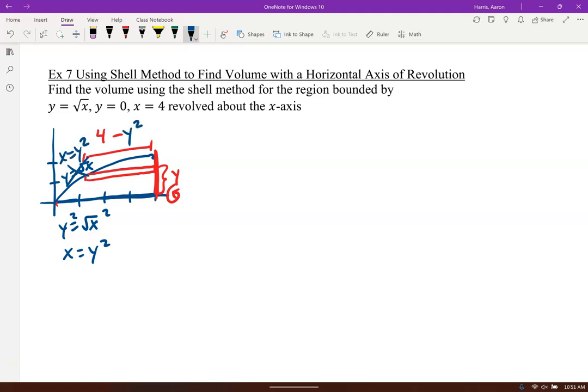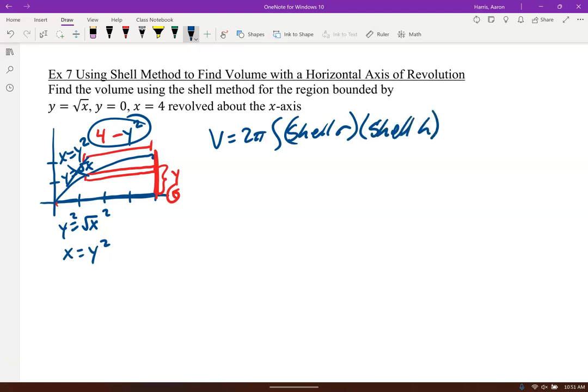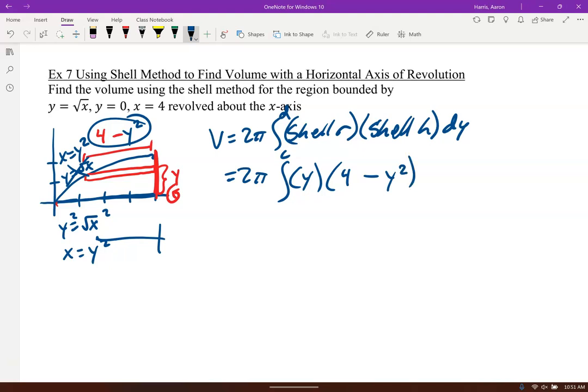So it's 4 minus y squared. That's your shell height, 4 minus y squared. So volume is 2 pi, shell radius, shell height, dy from C to D. Shell radius is y. The height again is 4 minus the y squared, dy. And then we're summing it from y being 0 up to a y value of 2.